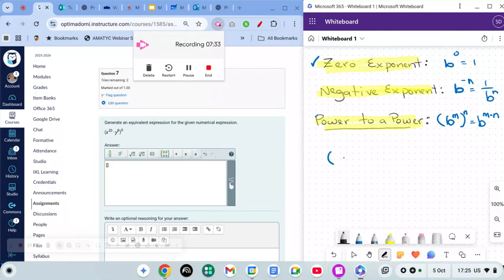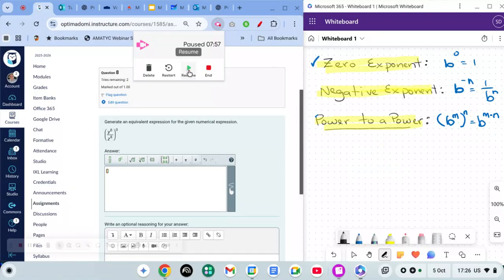Let's say you have in the parentheses a squared times b to the 6th power. But all of that, everything in the parentheses, is raised to the 0 power. And by the zero exponent rule, that means that all of this is 1. And that's how you work this problem. Let's go to the next one.